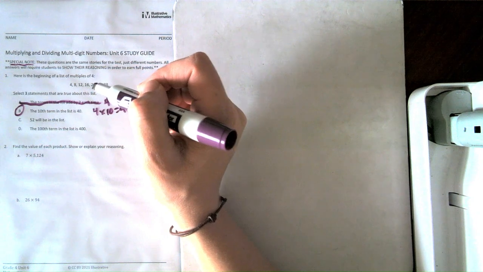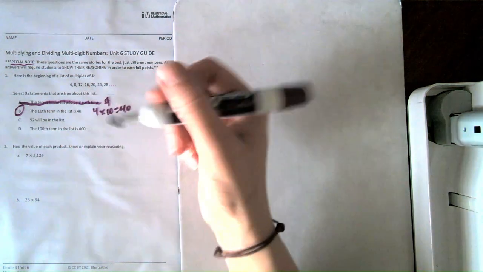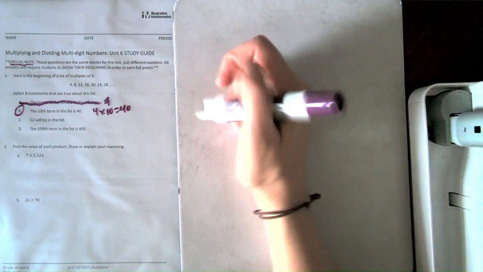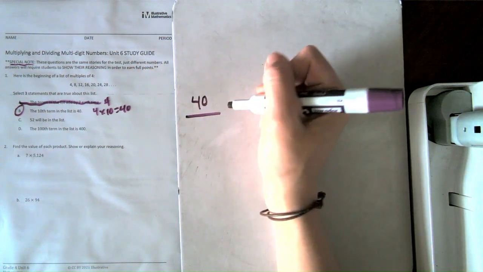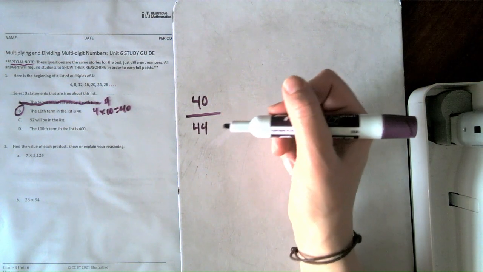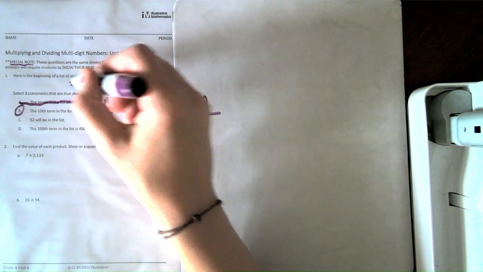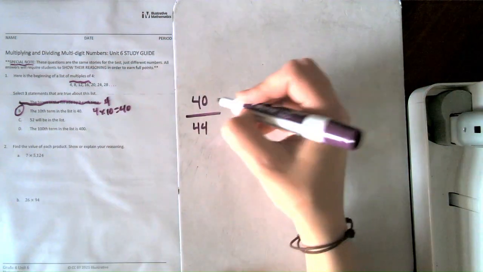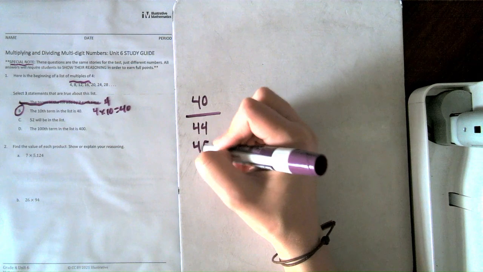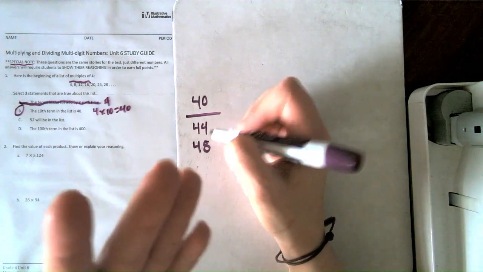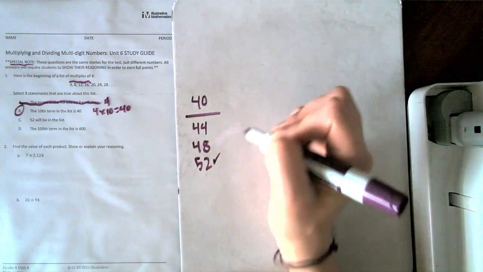C, 52 will be in the list. There's a variety of ways that we can figure this out. We can continue our list beyond the 40. So if this was 40, we could keep going and add by 4, because the way you make multiples of 4 is you start with 4 and you count by 4. So 40, 44, 48, 52. 52 is in the list.